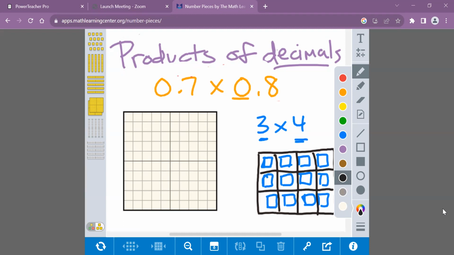So this is a lot like area. I shouldn't even say like area work. It is area work. 3 and 4. We have 3 rows, 4 columns. All together, that equals 12 of these squares. And 3 times 4 is 12. Okay, so that's the gist of multiplication also being a form of area.